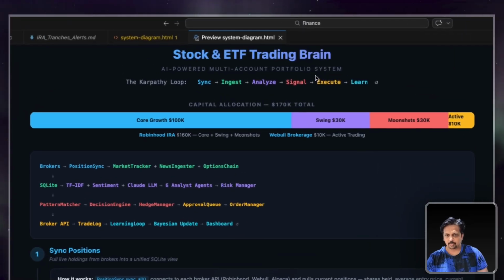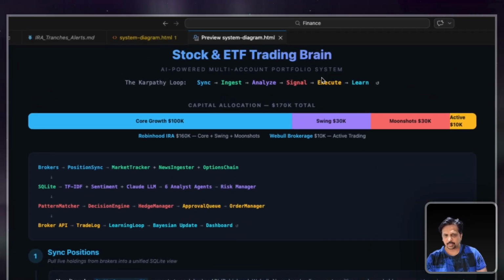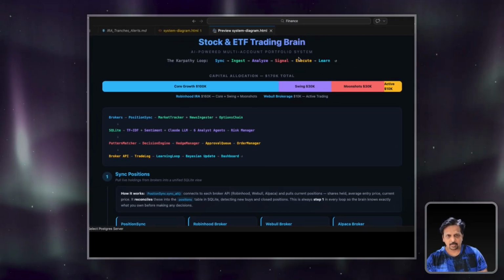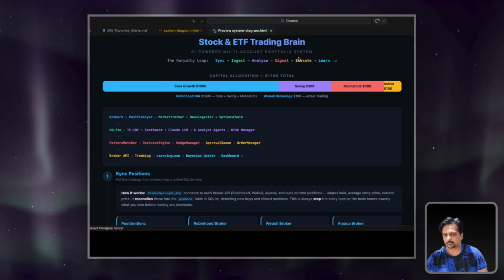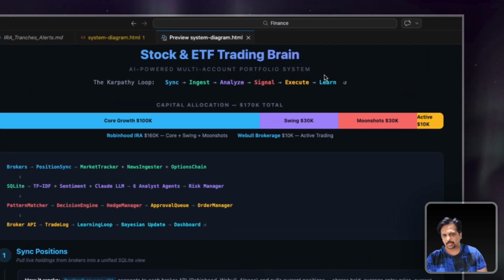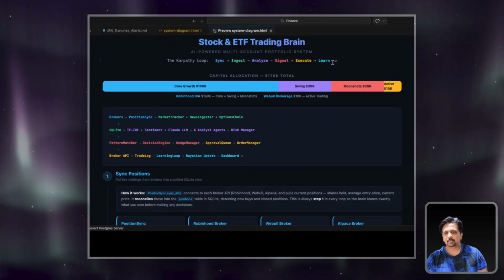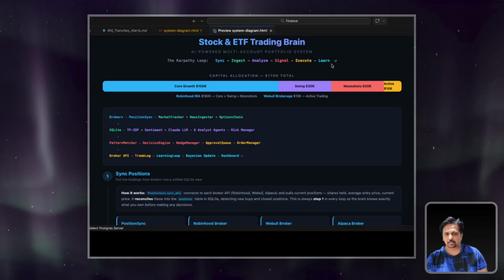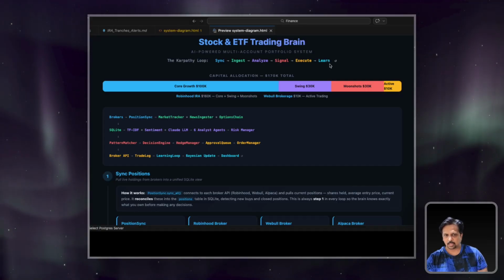And finally, for those which support APIs, it can even execute the trades. But at this point in time, I am limiting the execution to manual review and manual execution only. Once we execute, it learns whether the stock has moved up or down.